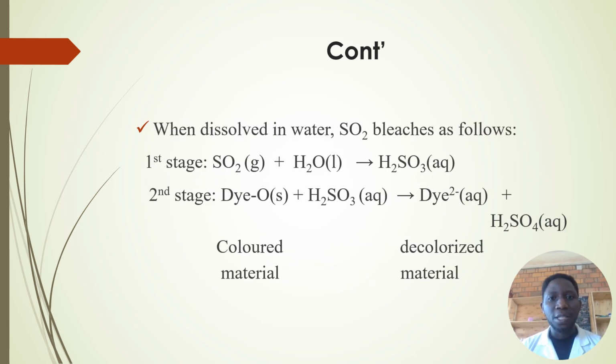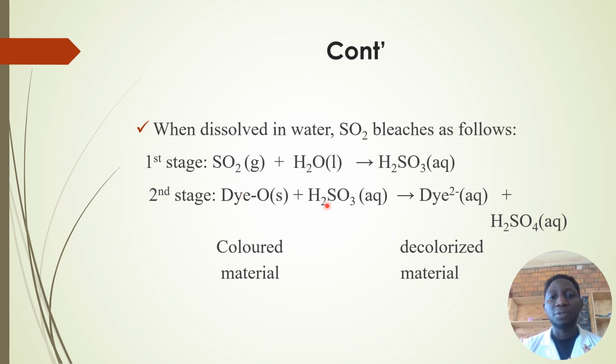When it dissolves in water, this sulfur dioxide bleaches as follows. Here we have two stages. First is to change this gas into sulphurous acid by taking sulfur dioxide and dissolving it in water to produce sulphurous acid. And then we take the dye with the presence of oxygen.